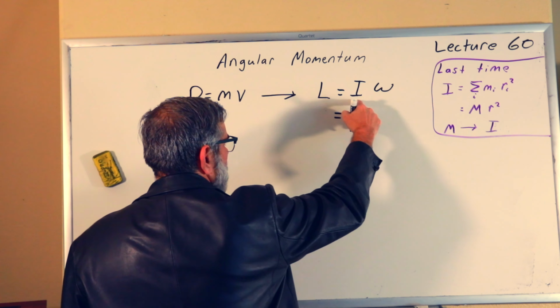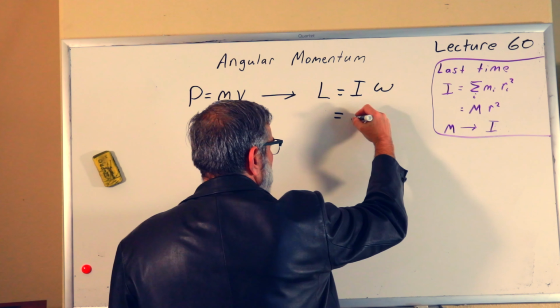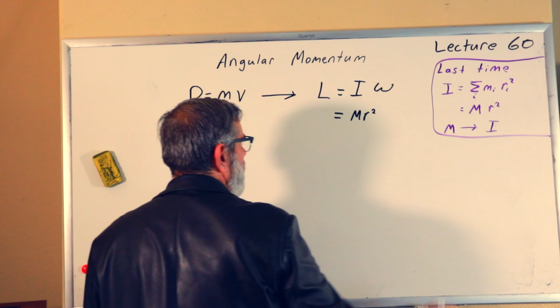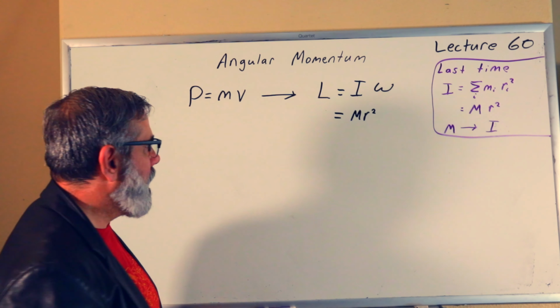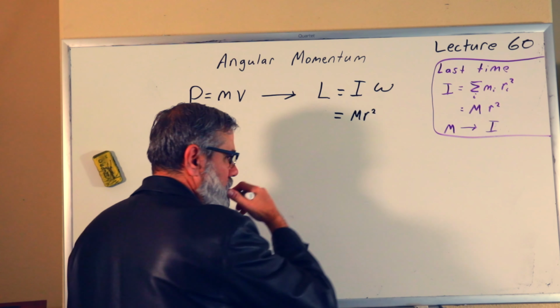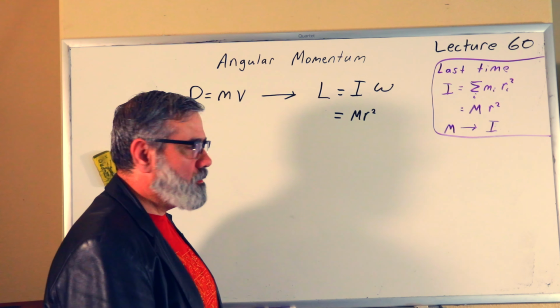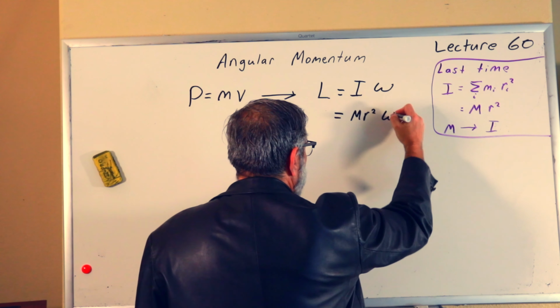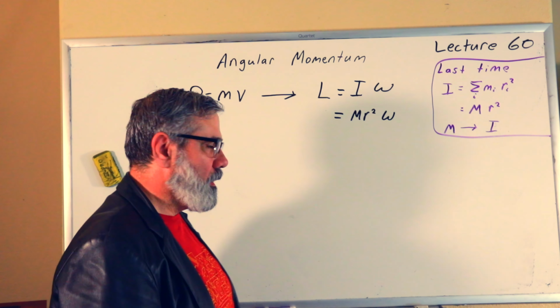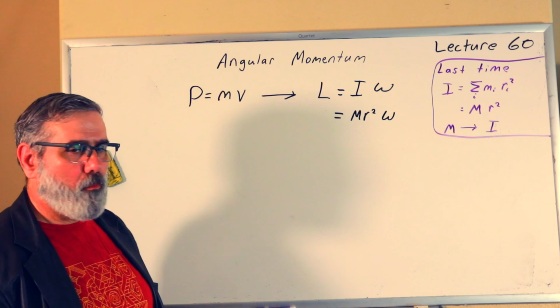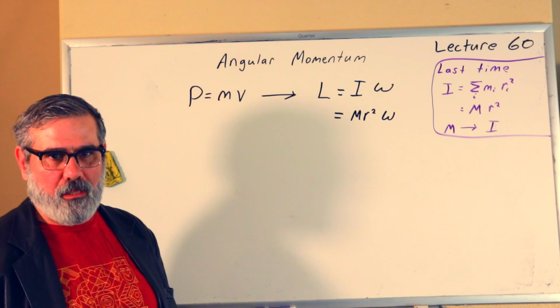And we can replace I with mr squared. This is for some kind of rigid body with a uniform mass distribution, for example. Or maybe it's just our hollow cylinder that we raced the other day, times omega. Who remembers what the relationship between omega and the radial velocity is? I guess I could write that over here. The radial velocity is equal to r times omega.